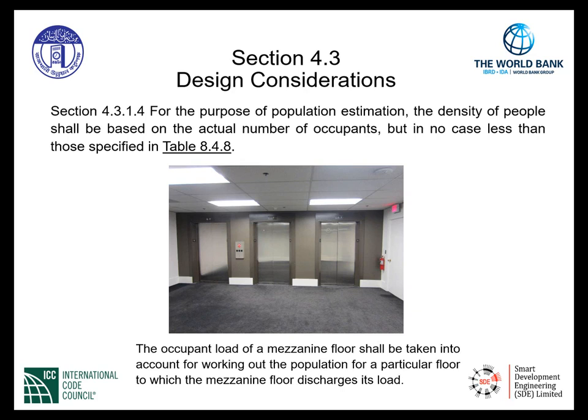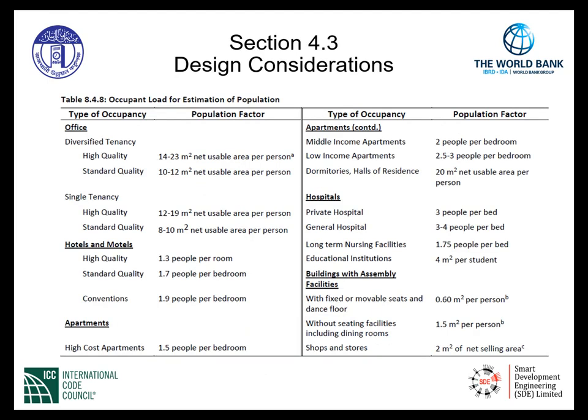As indicated in this section, we are given a reference to Table 8.4.8 as far as the number of occupants related to this particular design consideration. Table 8.4.8, titled Occupant Load for Estimation of Population, is given here. The first column again gives us the categories. The second column in this table gives us the population factor as a number in square meters for the net usable area per person in the office category.